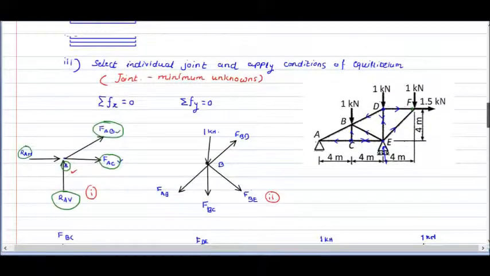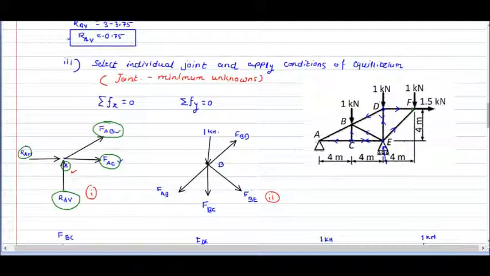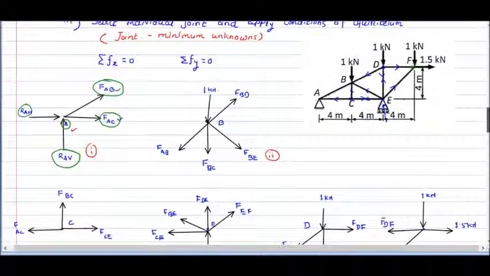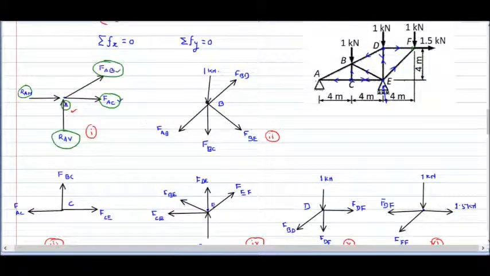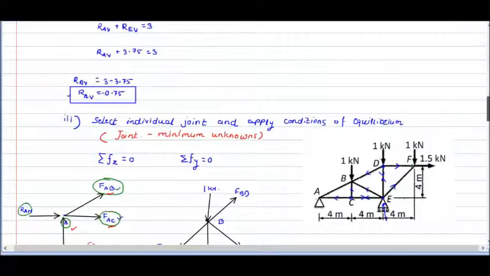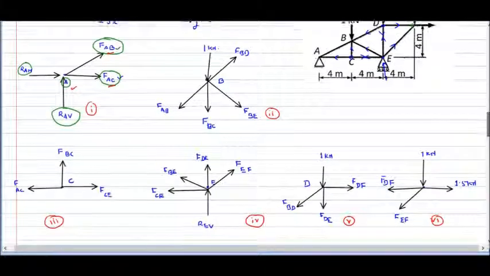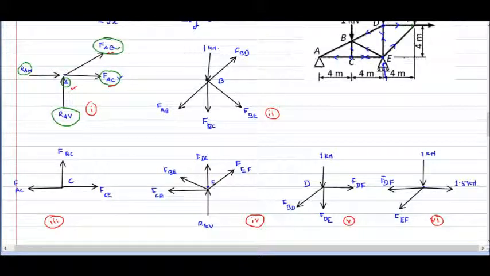Now according to our first step, we have to select the individual joint and apply the conditions of equilibrium, whereas the joint should be selected in such a way that there should be minimum unknowns. So in the first figure there are only 2 unknowns, while REV and RAH we already calculated in our previous step. Then in our second figure, there are a total of 4 unknowns, so we can't select this. Here there are 3 unknowns.